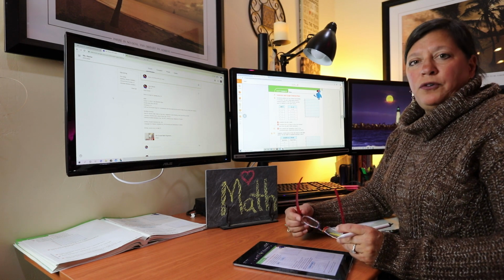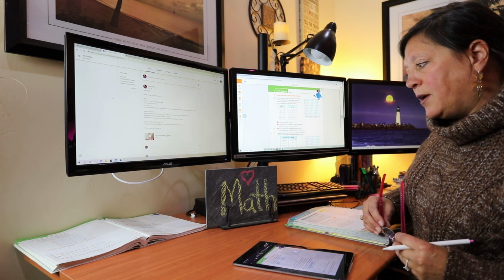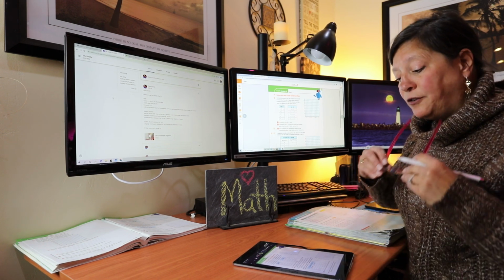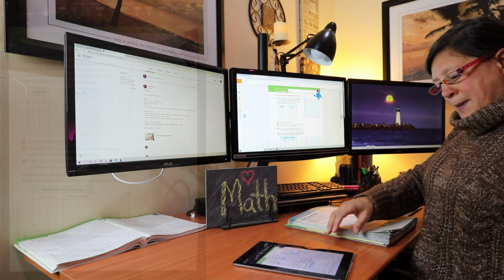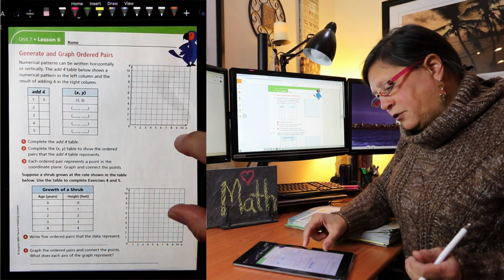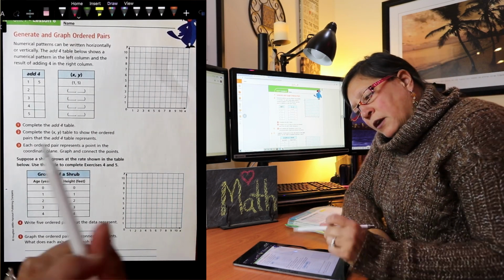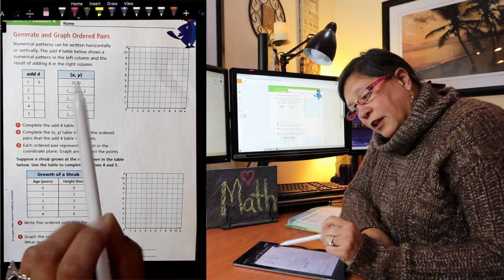Generate and graph ordered pairs, real-world situations. All right, we are going to do activity pages 299 and 300 in your activity book. So go ahead and turn to them. Starting on 299. Generate and graph ordered pairs. Numerical patterns can be written horizontally or vertically.